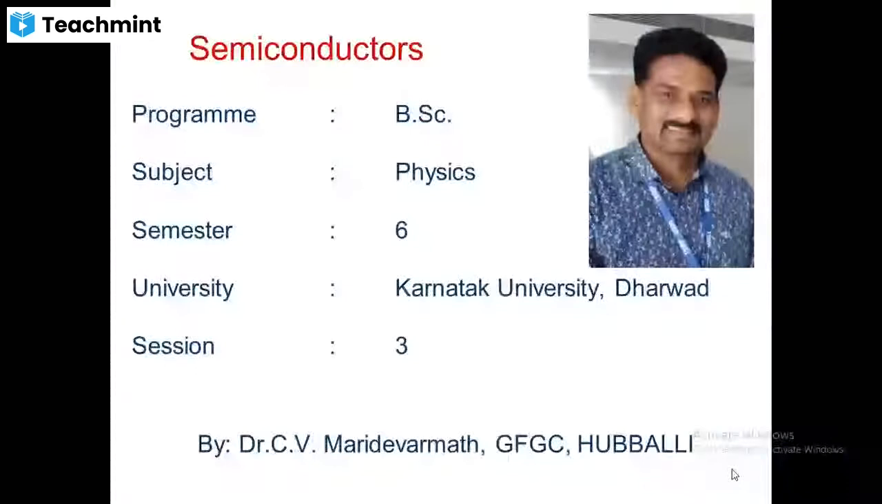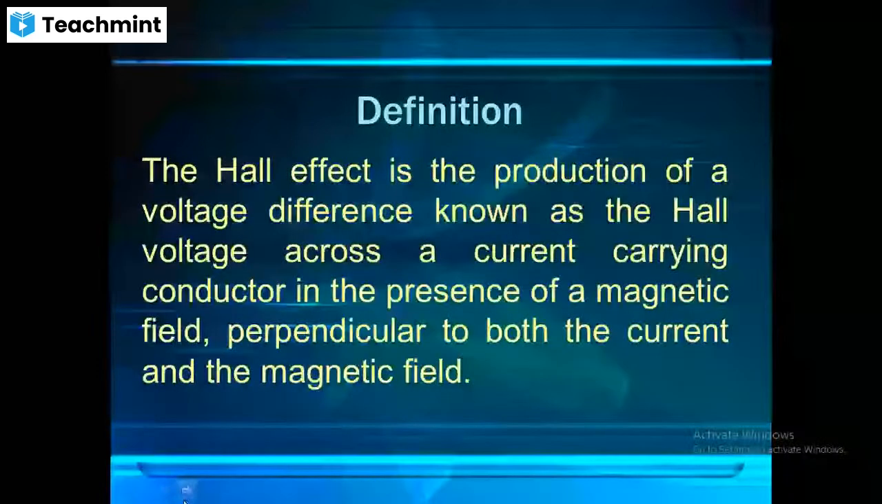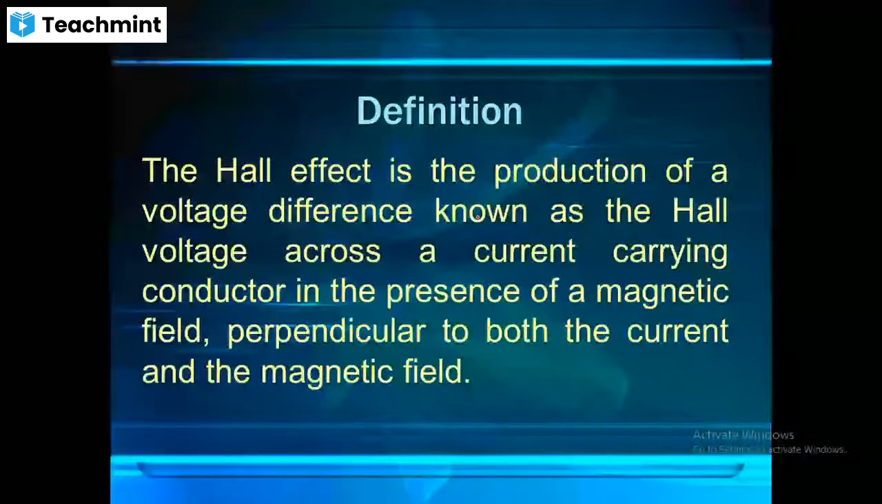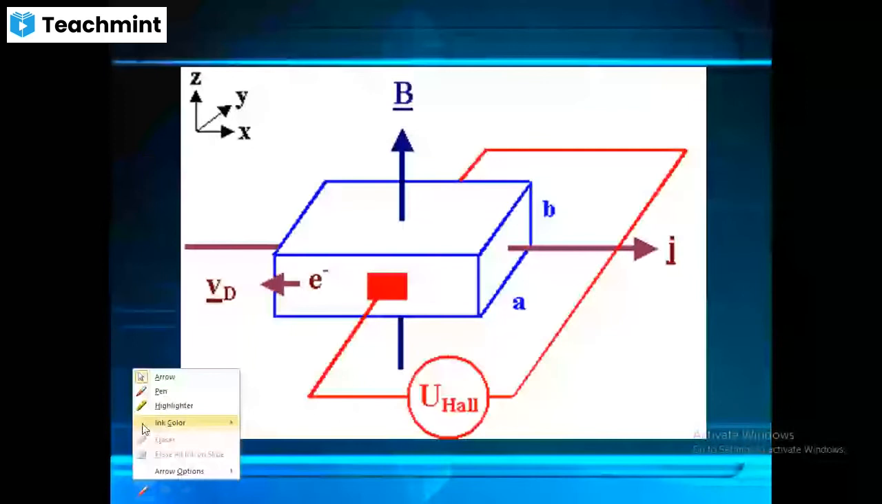Okay. So in the last class we were discussing the Hall effect. Let me just remind you of the Hall effect, and then we'll go to the derivation of the Hall coefficient. So what is the Hall effect in brief? The Hall effect is the production of a voltage difference, known as the Hall voltage, across a current carrying conductor in the presence of a magnetic field perpendicular to both the current and the magnetic field. We have discussed this in the last class.